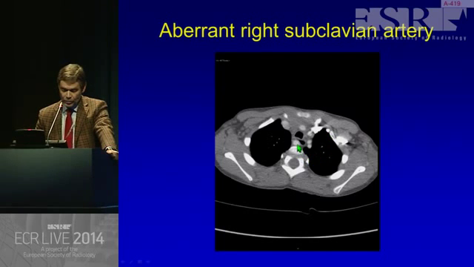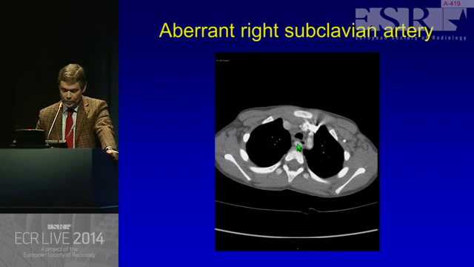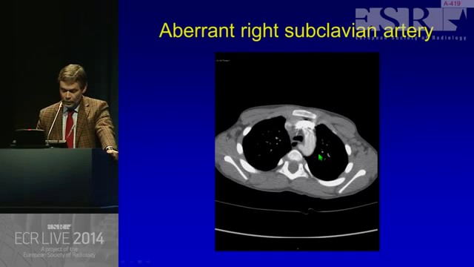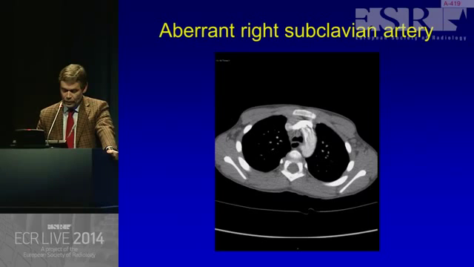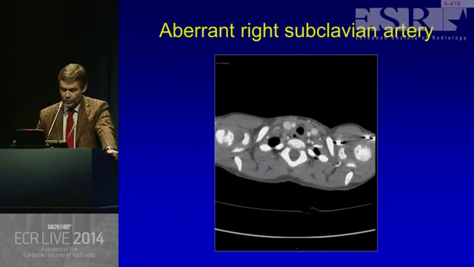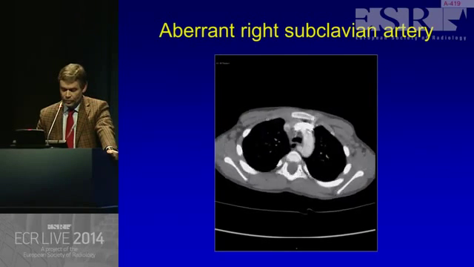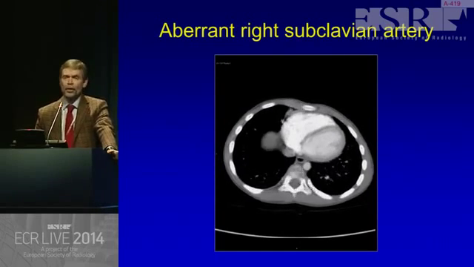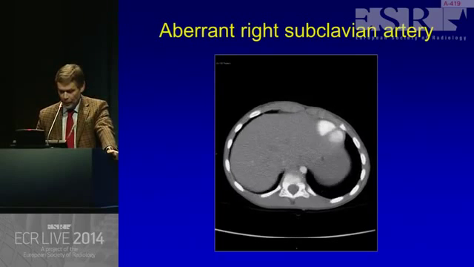There it is, and there it is. And it's moving behind the esophagus and, of course, behind the trachea, originating as the last vessel from the aortic arch. It exists, it's a normal variant, it's not a pathological ring.